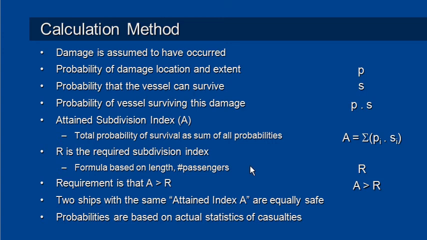R is computed in the code from a formula based on the length of the vessel, and for passenger vessels the number of passengers on board. So for our vessel to comply, the requirement is that our attained index A must be greater than our required index R. The logic of this probabilistic approach is that two vessels with the same attained index A are considered to be equally safe. The data that's used to calculate the probabilities of damage and survival is based on statistics that have been collected from actual casualties.